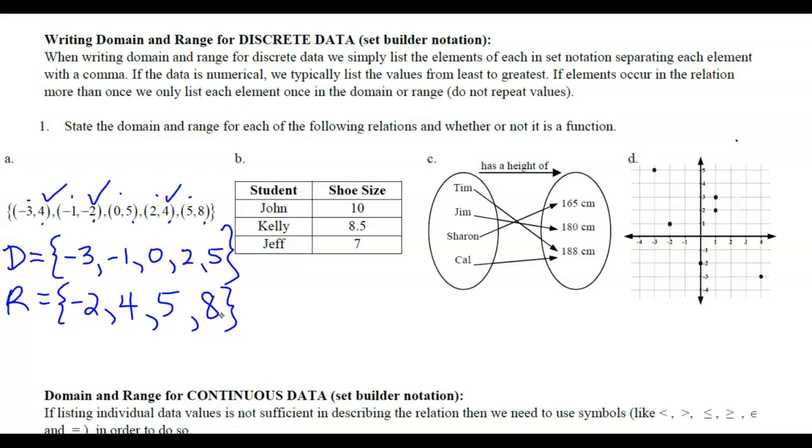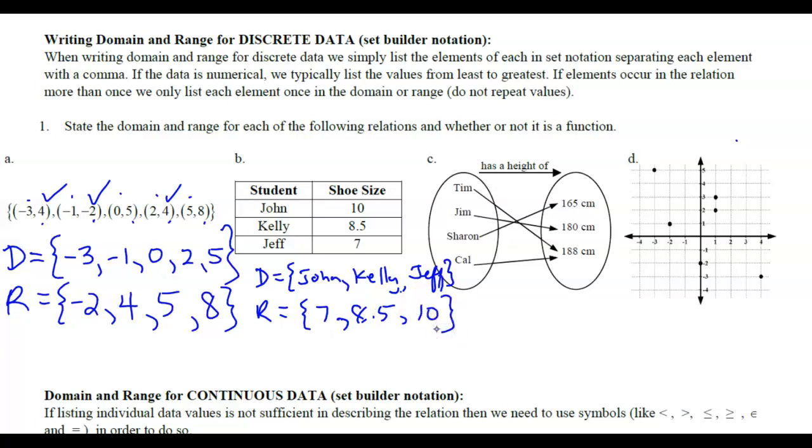Okay, sometimes our relation isn't always numbers. So for the next one, our domain is John, Kelly, and Jeff. And our range is, I'll put them in numerical order, 7, 8.5, 10. They don't have to match up in that order, right? They're separate statements, domain and range.